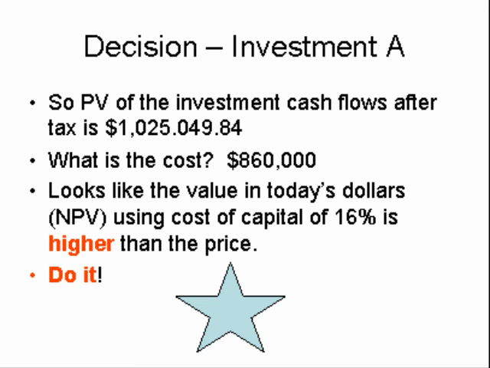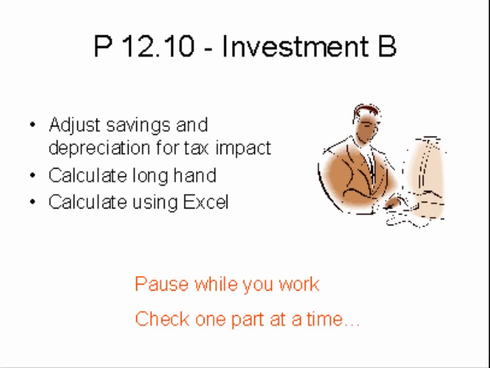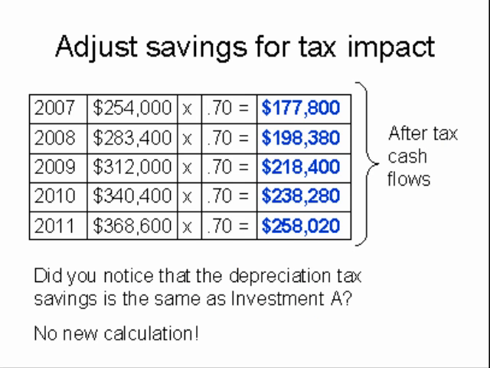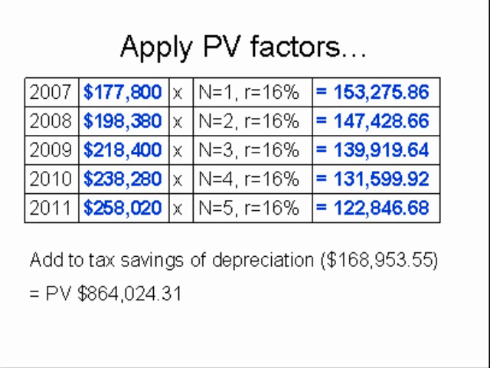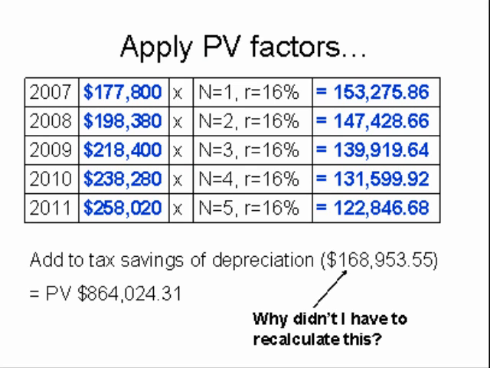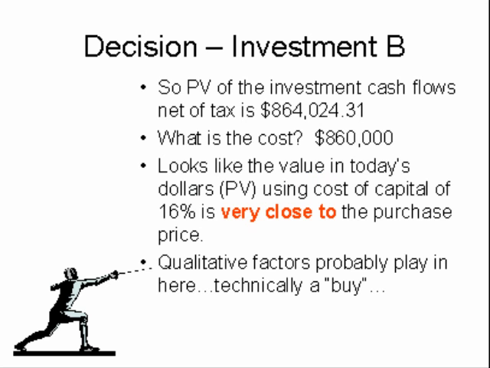All right, that was investment A. Now freeze this frame and do the same thing for investment B and see what you come up with. All right, so the first thing you had to do is calculate the after-tax cash flows. Now we want to discount those back to the present. Here we did it using the tables. Notice you didn't have to recalculate the tax savings of depreciation because they were the same for both investments, investment A and investment B. Now let's look at the decision.